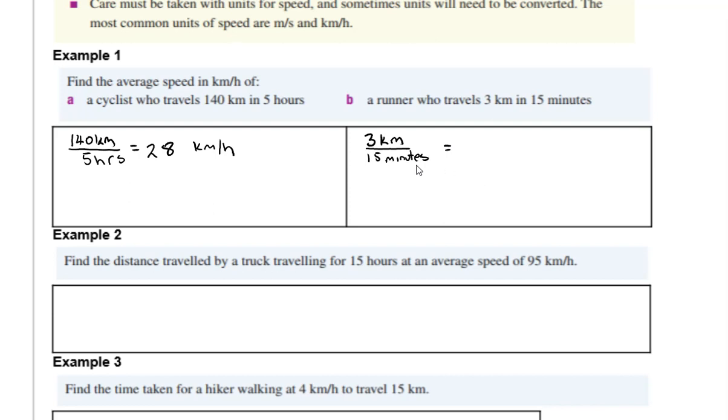Okay. Now, what I want to do is to change these 15 minutes into 1 hour. And how do I do that? Well, I would times it by 4. Because 15 times 4 is 60 minutes, which is an hour. Now, because I've changed this fraction by timesing the bottom by 4, I really need to times the top by 4. So 15 minutes times 4 is 60 minutes, which is an hour. 3 times 4 is 12 kilometers. So my answer is 12 kilometers per hour.